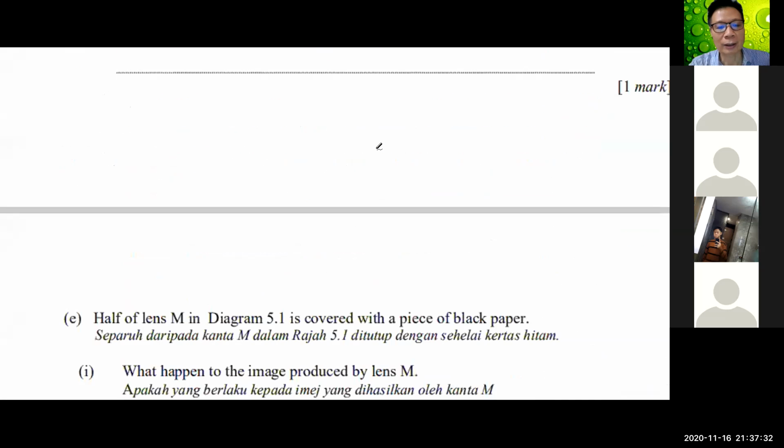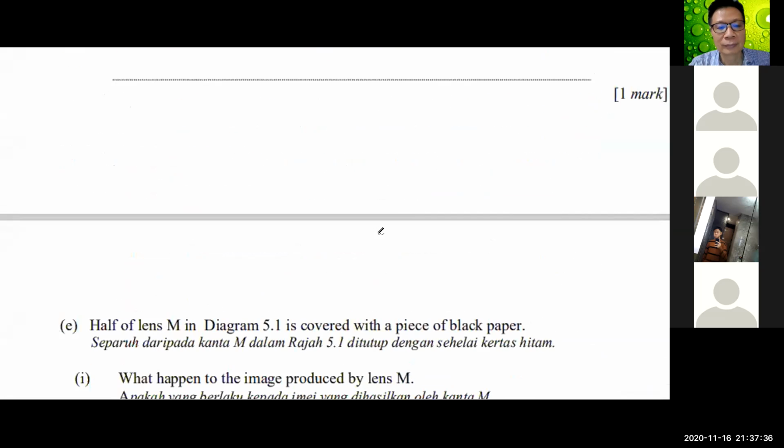Okay, C now. Half of the lens is covered with a piece of black paper. You cover half. Okay, what happened to the image? Remember or not? This one I think I told you all before. You cover half, so what happened to the image? Will the image still form?